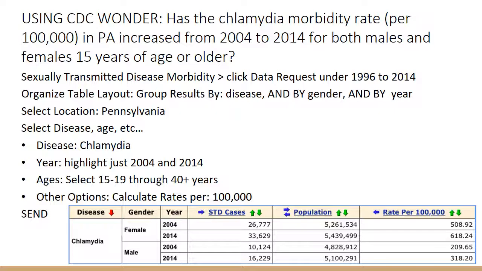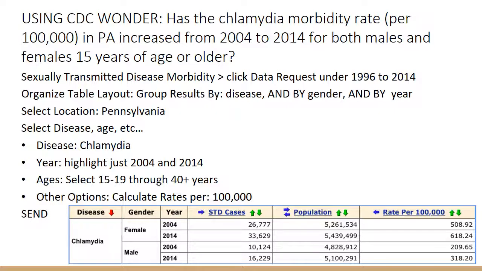If you wanted to just see the rate per 100,000, there's a blue arrow to the left of that column header, and if you click that, it will move to where the population column is, and if you click it again, it'll move to where the STD cases is.